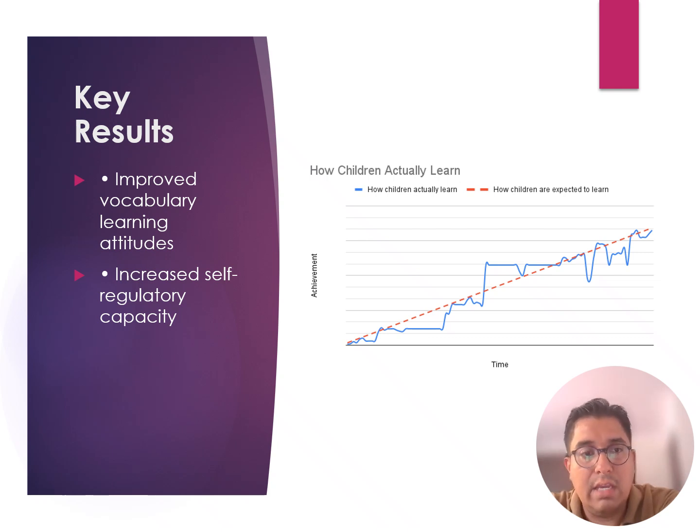What are some of the key findings or key results? Significant improvement in vocabulary learning attitudes, also significant improvement in self-regulatory capacity, and finally a positive relationship between attitudes and self-regulation. The results show that the students not only improved their attitudes toward vocabulary learning, but also became more autonomous and self-regulated learners.